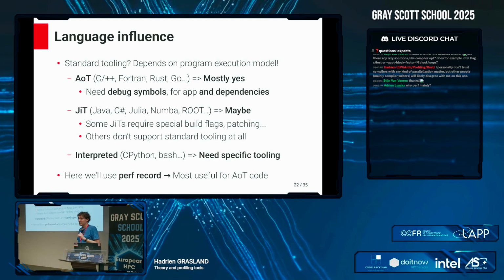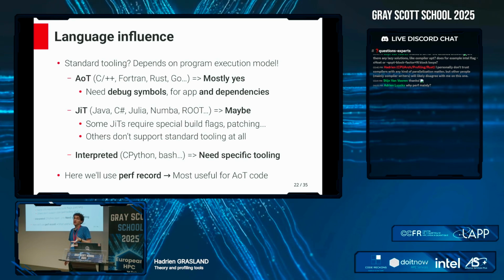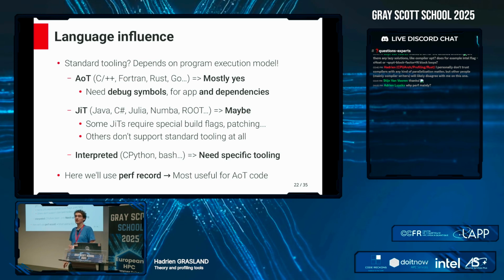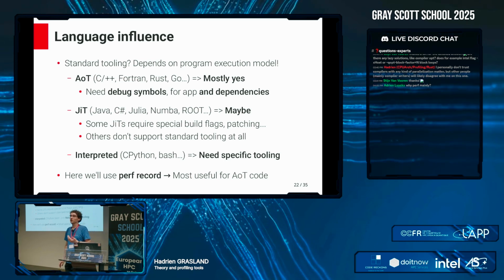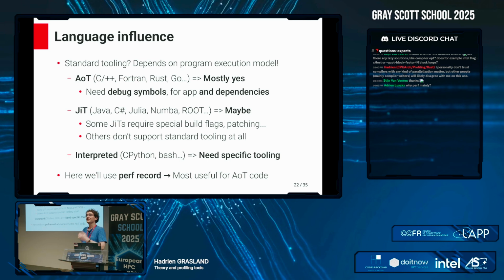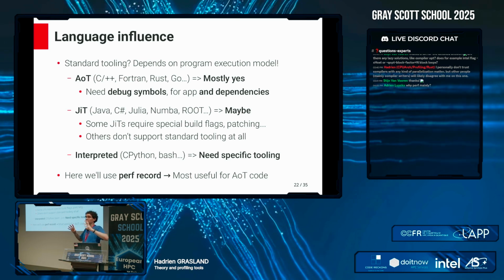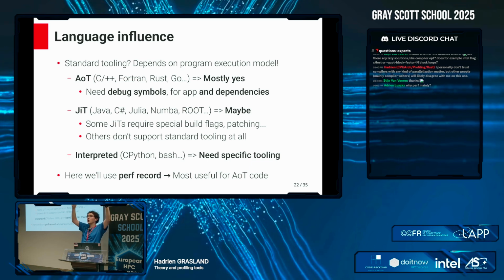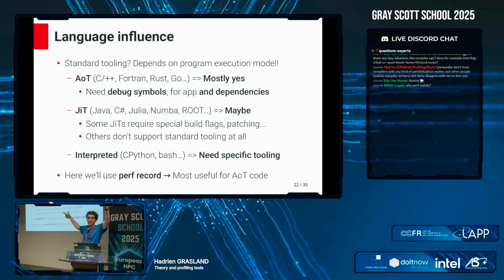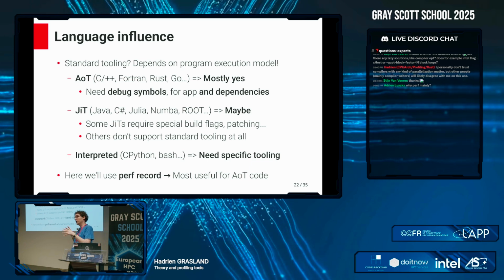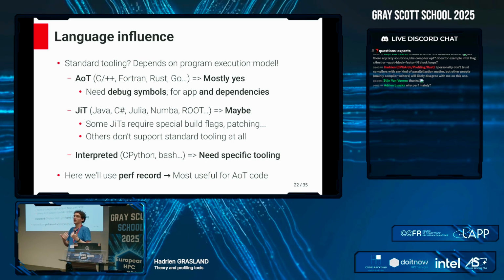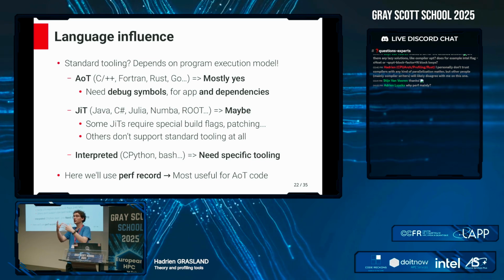If your language uses just-in-time compilation, that's the case for Java, C#, Julia. In Python, the Numba implementation does that. ROOT in C++ uses this model as well. It depends. Basically, in JIT compilation, there is a compiler available at the time where your application is running, and the code is translated to machine code in real time. And then in order to work, your profiler needs to get some input from this just-in-time compiler. And the question is, can the just-in-time compiler provide this input to the profiler?